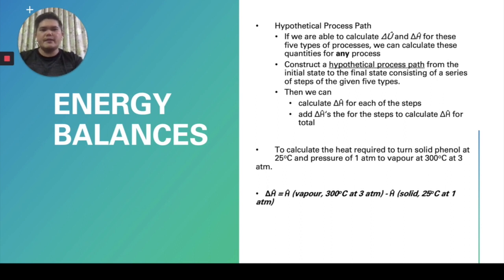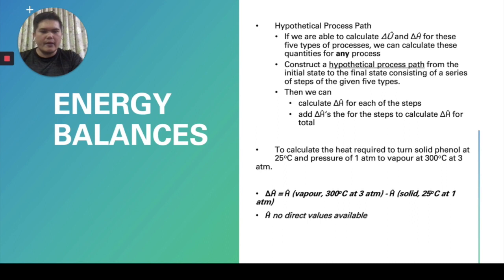In order to calculate the enthalpy change, it looks simple. For example, we want to take the specific enthalpy of the vapor at 300 degrees Celsius and 3 atm minus the specific enthalpy of phenol in solid form at 25 degrees Celsius and 1 atm. But there are certain procedures in order for us to reach that state. This is where the hypothetical process path and the reference state play an important role in order for us to determine the changes of specific enthalpy, the changes of the enthalpy itself.